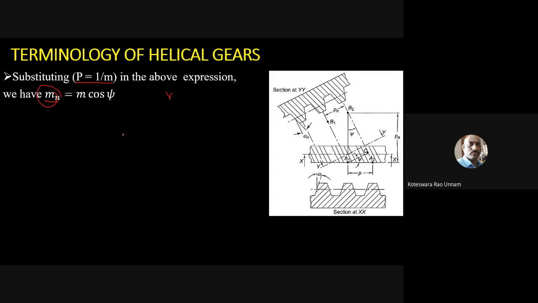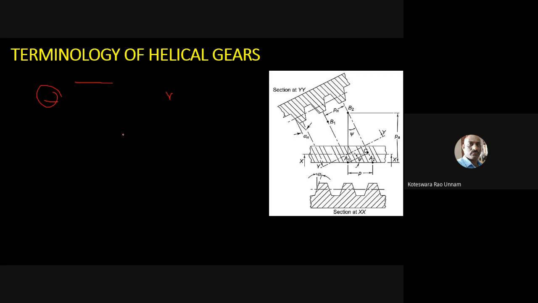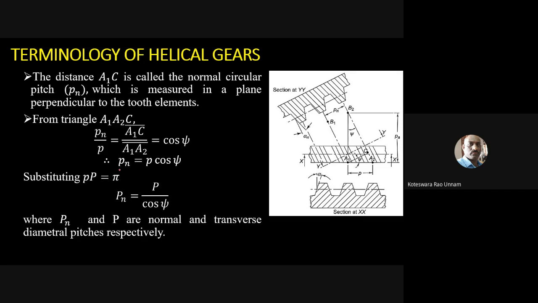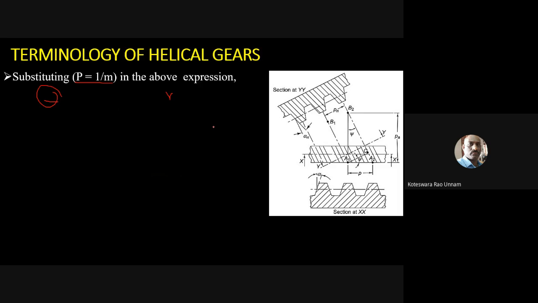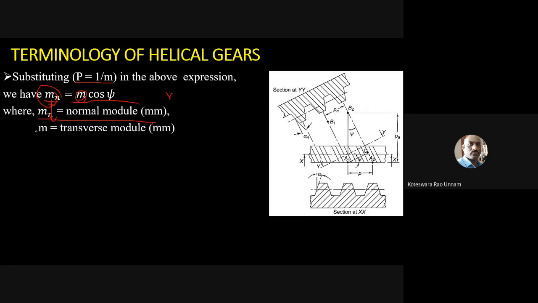So just now we derived the relation between Pn and P. Pn is equal to P cos phi. So if I know P, then I can relate P to the module. In a similar manner, you can write Mn is equal to M cos phi, where Mn is the normal module and M is the transverse module, or simply the module.